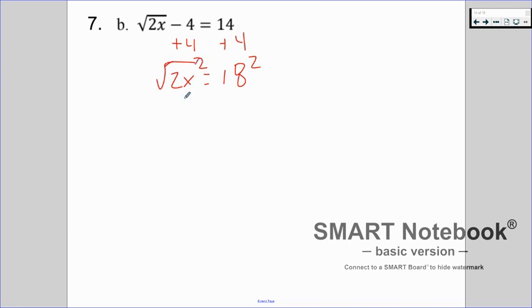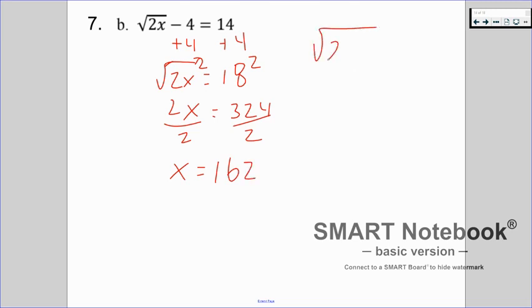Those are going to simplify out. So I end up with 2x. And 18 squared, punch that in my calculator, and I get 324. Then continue solving, divide by 2, and I get x equals 162. I can quickly check that the square root of 2 times 162 minus 4 does indeed equal 14. 2 times 162 is a positive number. What sometimes happens is these negatives sometimes will creep up and then it's not going to check. This one does. So we're good. There's our answer, 162.